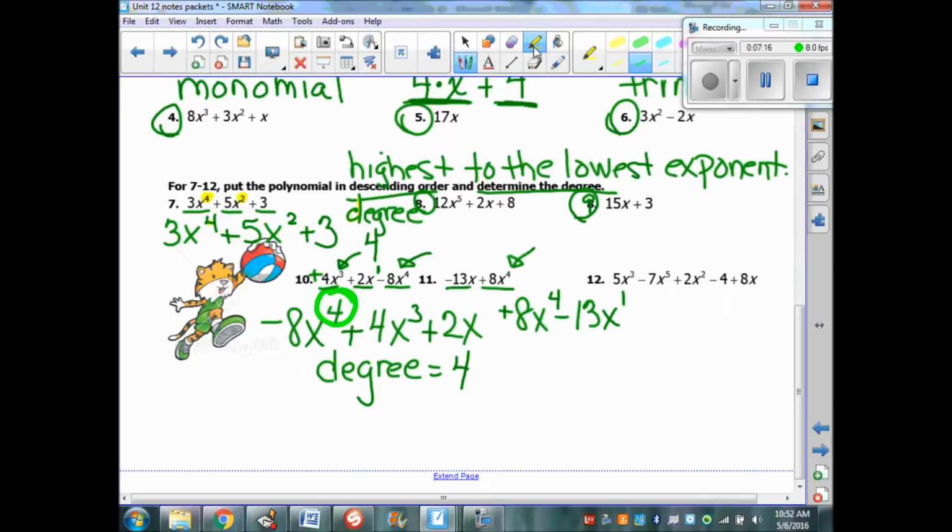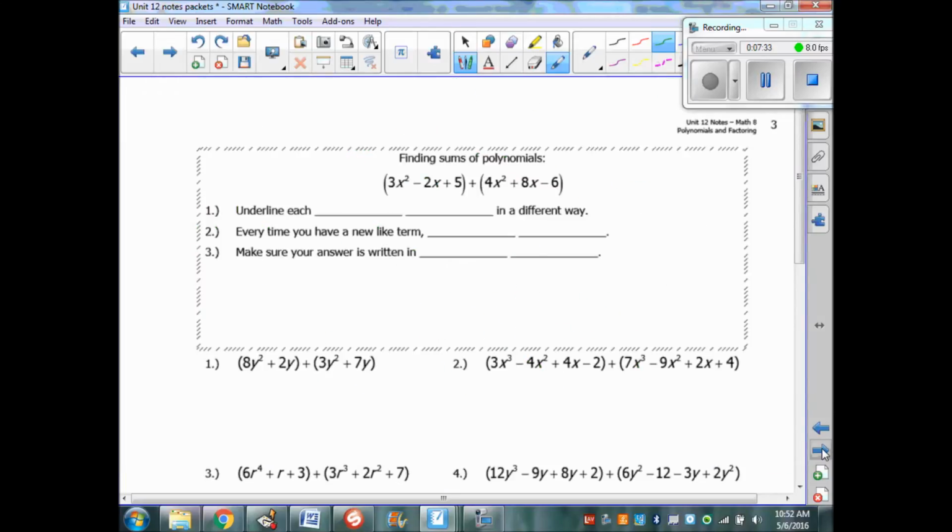Now to determine the degree. The highest exponent in this expression is 4. So the degree equals 4. You're going to come to class with number 12 done as well. When you're ready, go ahead and flip the page.